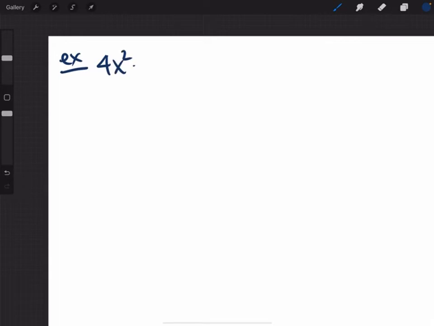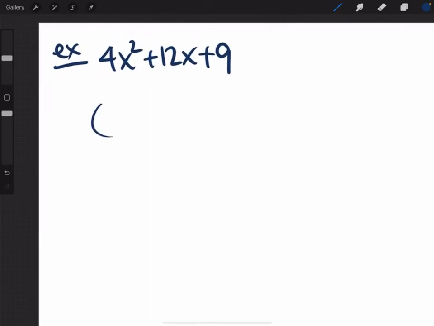4x squared plus 12x plus 9. Okay, let's just do the trial and error method. And if you like to do the other one, just pause it, do your own way, and see how that goes. And two parentheses.